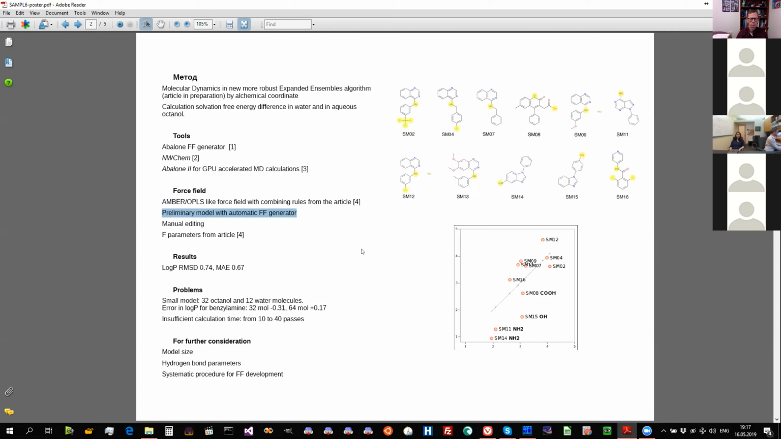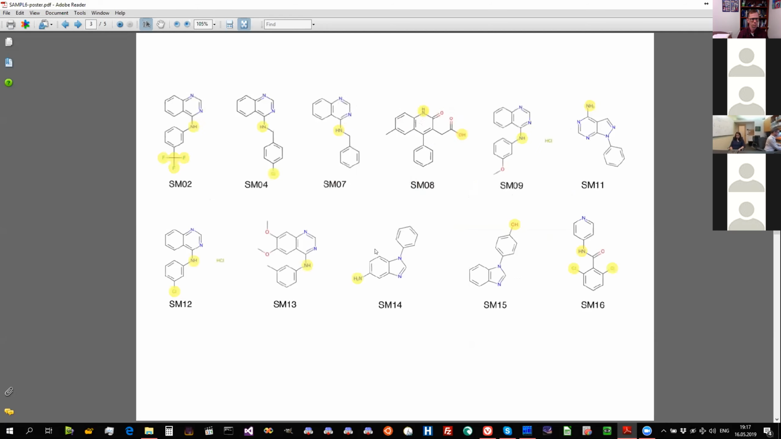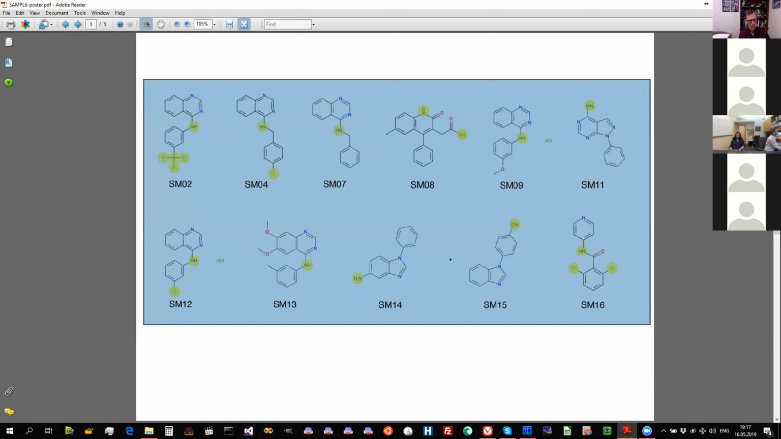After this, I made some manual adjustment from what I know about different functional groups. In this picture, you can see the main points of manual editing. First of all, this was halogens. For the fluorine, I take parameters from our previous articles about perfluoroalkanes. For chlorine, I take parameters from my unpublished work, and most essentially, the hydrogen bonding parameters. This is my work on which I'm now going on. In such a way, I obtain the force field partly automatically generated, partly by my experience.